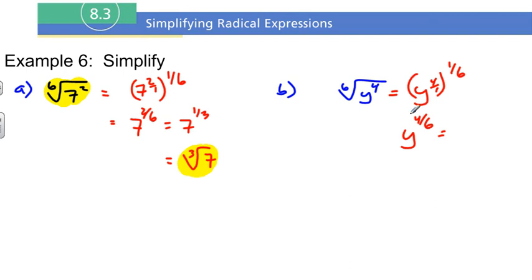So here, the number that goes into both 4 and 6 is 2. If I divide 4 by 2, I get 2, and I divide 6 by 2, I get 3. Okay? Now you can rewrite this as y squared to the power of 1/3. Then you can rewrite that as the 3rd root of y squared. So we went from a 6th root to a 3rd root. And that's all the idea is in this example.